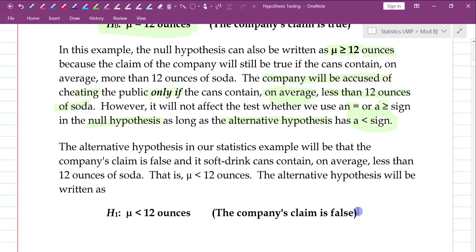The alternative hypothesis in our statistics example will be that the company's claim is false and the soft drink contains on average, again, that's the key part, less than 12 ounces of soda. That is, mu is really less than 12 ounces. The alternative hypothesis will be written as H a, colon, mu is less than 12 ounces. The company's claim is false. That's the English translation of what you see written right here.